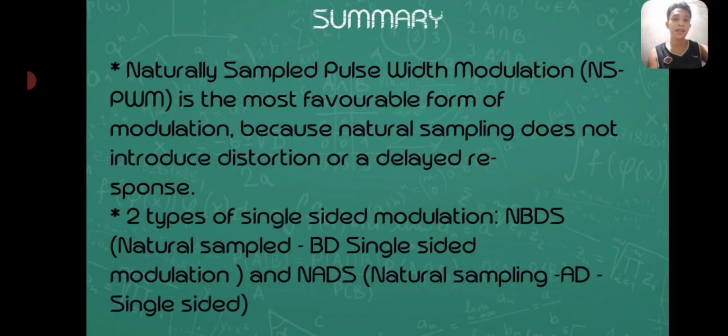Summary: naturally sampled pulse width modulation, or NPWM, is the most favorable form of modulation because natural sampling does not introduce distortion or delayed response. Number 2. Two types of single-sided modulation: NBDS, natural sampled BD single-sided modulation, and NADS, natural sampled AD single-sided modulation.